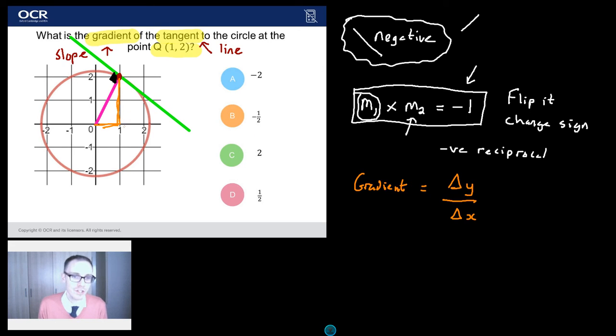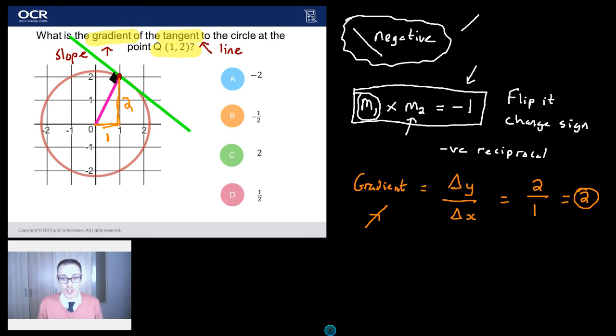Well, the height goes from 0 to 2. So the height of this triangle is 2. And what's the base of this triangle? Well, from 0 to 1, it's gone across 1. So my change in y is going to be 2, my change in x is going to be 1, so my answer is going to be 2. And notice my radius is sloping upwards, so it's fine to end up with a positive answer.